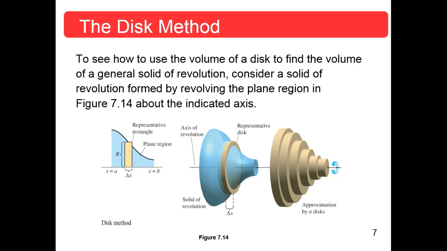Now, to see how to use the volume of a disk to find the volume of a general solid of revolution that's not just a simple rectangle in cross-section, consider a solid of revolution formed by revolving a plane region, such as this one. That's definitely not a rectangle, okay? By revolving that around the indicated axis, in this case, it's going to be the x-axis.